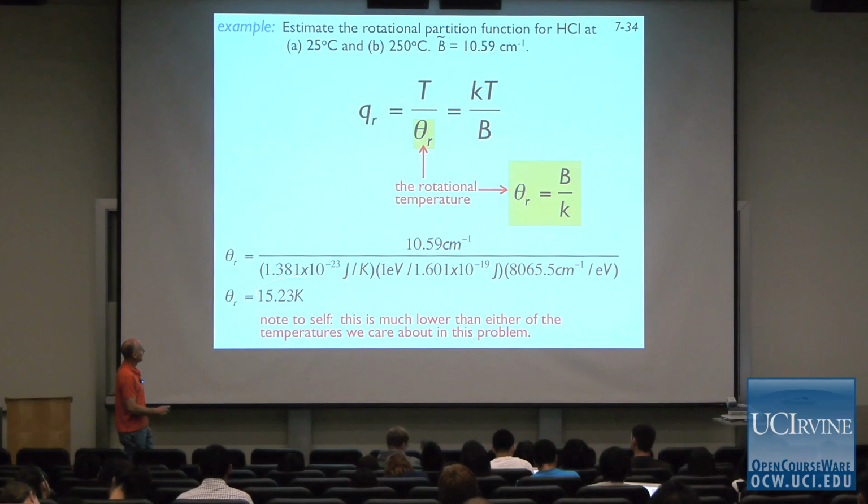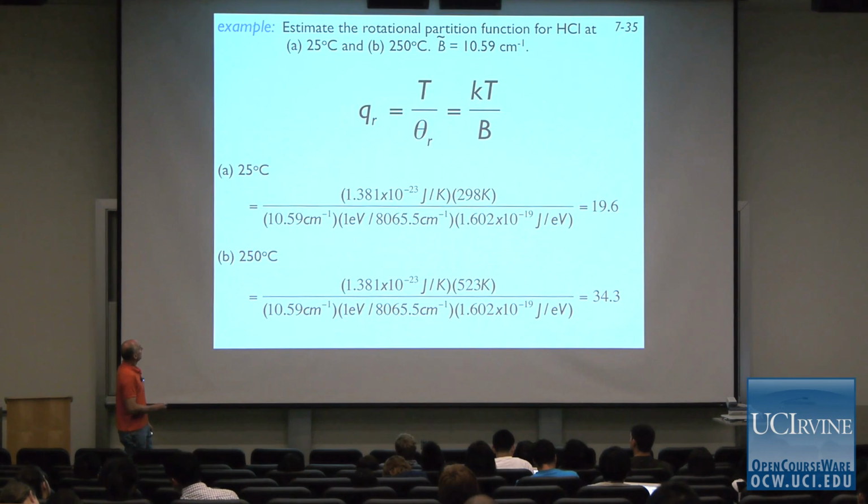Right, 15 degrees. So let's calculate what the partition function is. This is our equation, it's just kT over B. So there's kT, this is just unit conversion for B. 10.59 converted to joules. The only thing that's different is the temperature. That's the partition function I get.